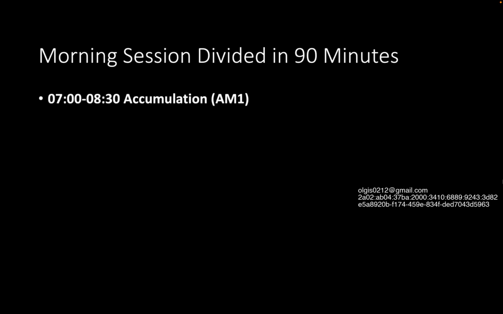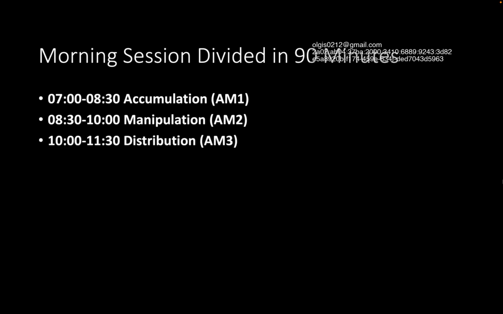So let us divide the morning session in 90 minutes now. First of all, 7 to 8:30 is the accumulation phase. It's the first 90-minute cycle of the morning session. This cycle is referred to as AM1, the first cycle of the AM session. The second cycle is 8:30 to 10. This is the manipulation cycle. This cycle is referred to as AM2.